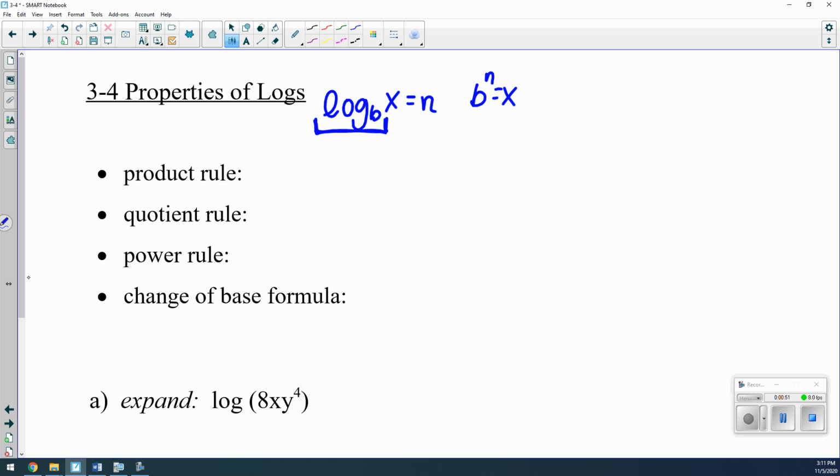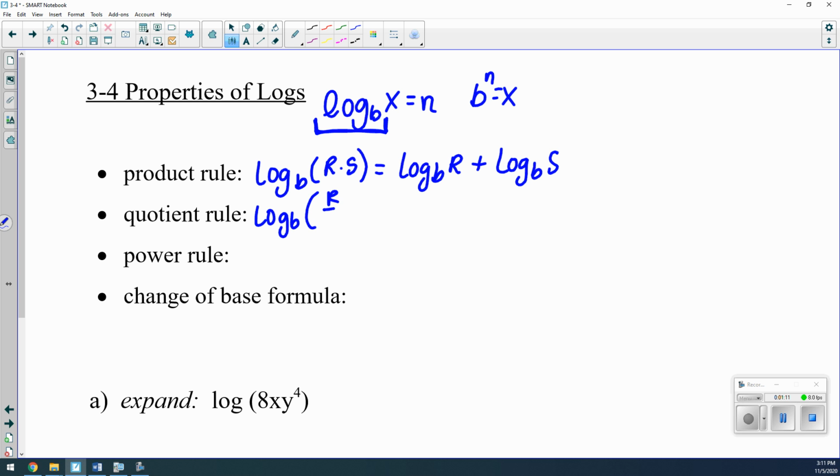The product rule looks like this. If you have the log base b of two things, like r and s being multiplied together, this is the same as the log base b of r plus the log base b of s. If you have the logarithm of a quotient, like the log base b of r divided by s, then you can rewrite this as the log base b of r minus the log base b of s. I think this one's the easiest to remember because this division bar looks like a minus sign.